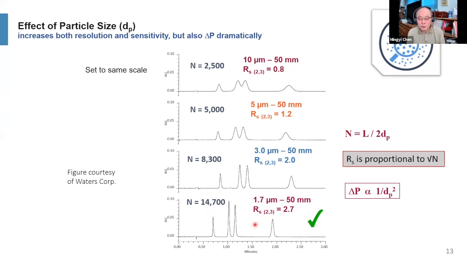And you can see the resolution, which is proportional to the square root of N, is also much better, right? The resolution between 2 and 3, over here is 0.8, over here is 2.3. So a small particle is better, right? However, small particle also gives you much higher back pressure because we are using a particle size which is 6 times smaller, from 10 to 1.7, right? About 6 times smaller. The pressure drop is about 36 times larger, right?